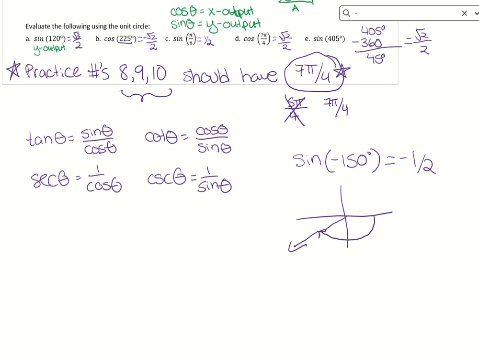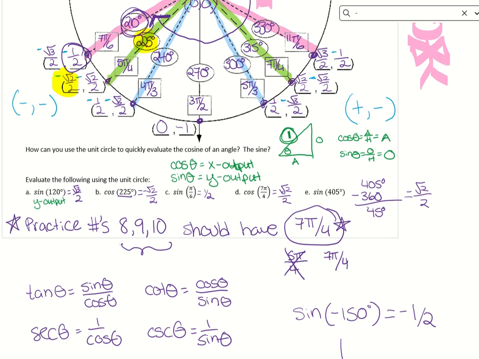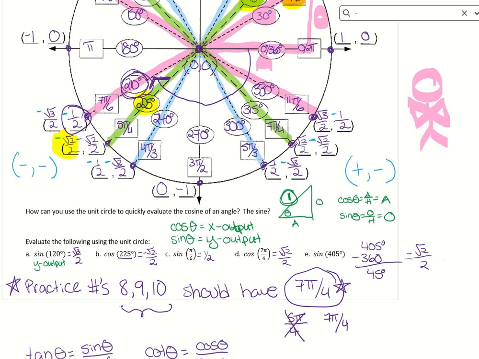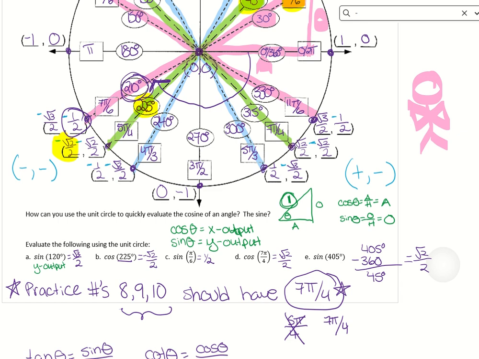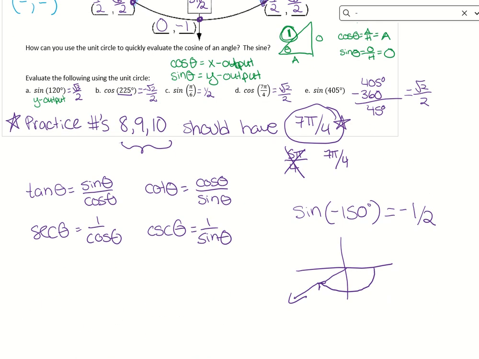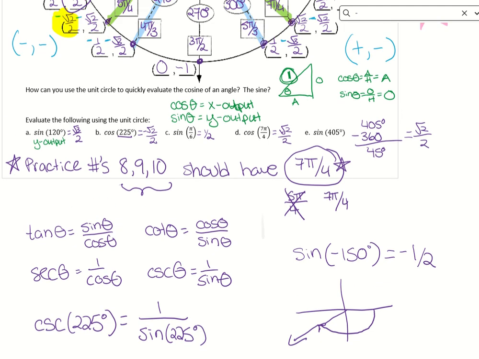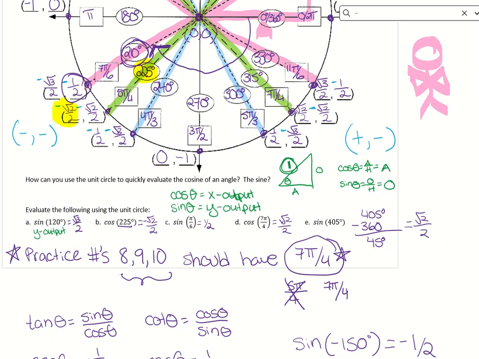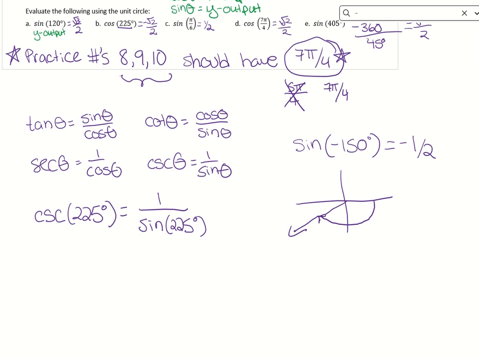And then finally, if you're doing something like, let me find a good one. If you're doing something like cosecant of 225 degrees. I can't write. There we go. Cosecant of 225 degrees. Cosecant is the same thing as 1 over sine, so that's going to be 1 over sine of 225 degrees. So if we go and find sine of 225 degrees, that's negative root 2 over 2. So you're going to have 1 over negative root 2 over 2.